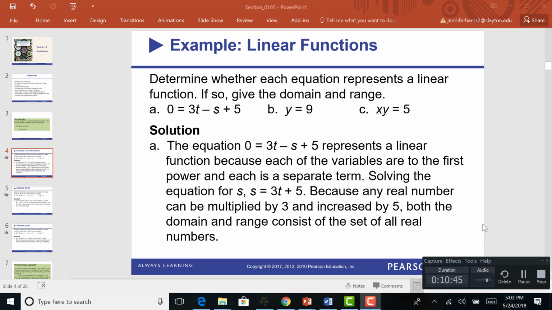All righty, now over here, the last one says xy is equal to 5, and I want to know if this one's linear. Well, first of all, we got to get one letter by itself. We got to see if there's a variable on the bottom, and are there any exponents? No exponents, so it met that criteria. Now, I got to figure out how to get one letter by itself. Okay, divide both sides by x.